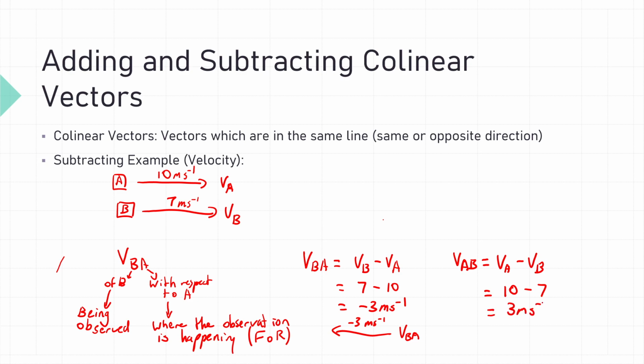Because the number is positive, it means that we're going in the positive direction. Remembering by convention, that means forwards or to the right in our diagram. That's 3 meters per second, which is our vector for A, or the velocity of A with respect to B.